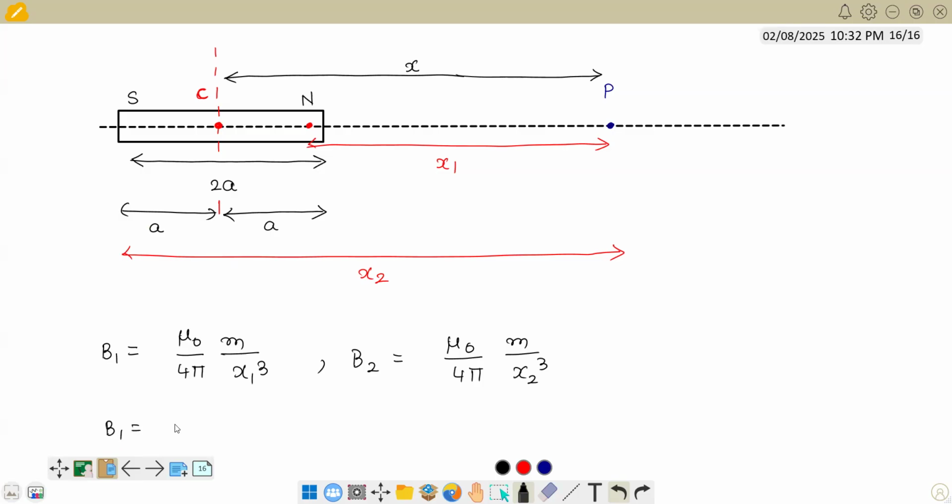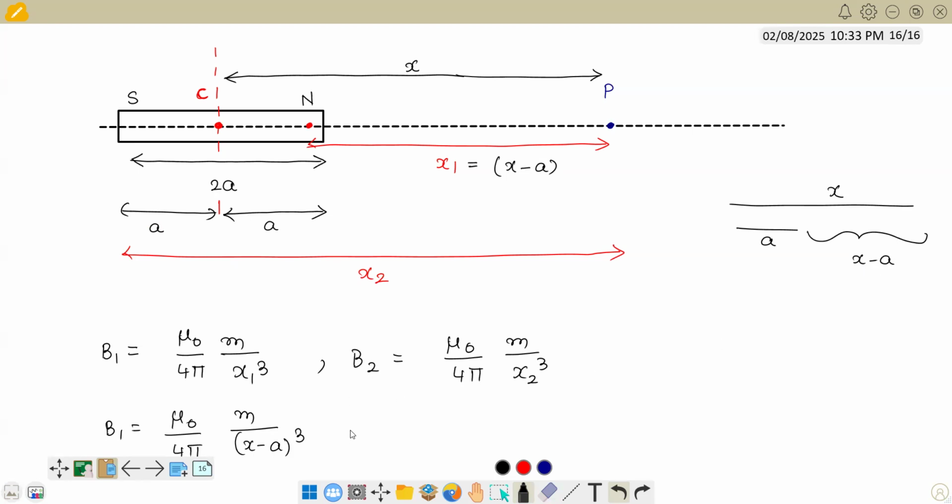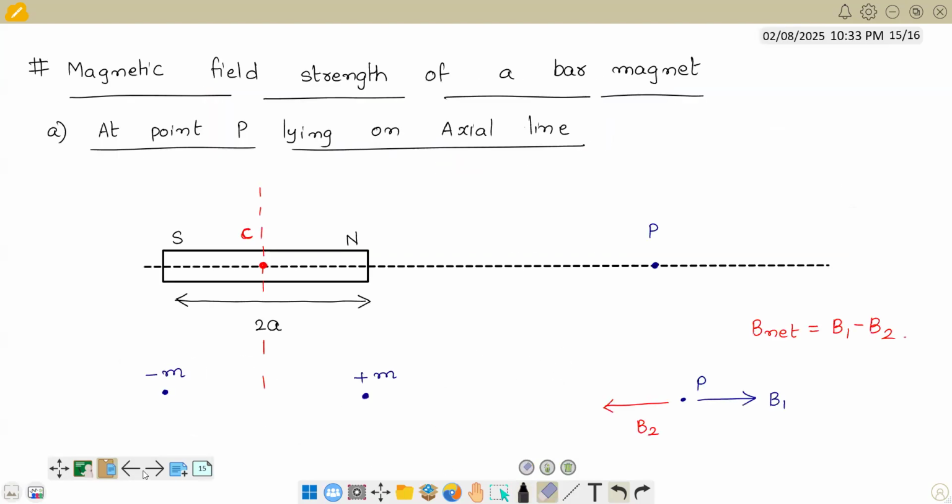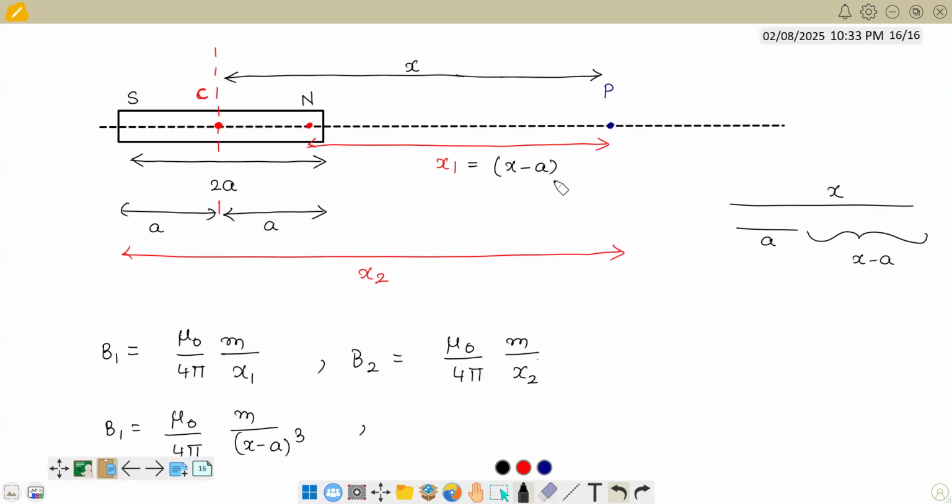Once we get this, B1 equals mu naught by 4 pi m by, from here to here it is x, from here to here it is a. If this is x and this is a, what would be x1 equal to? We can say it is nothing but x minus a. Total is x, this part is a, then the remaining part would become x minus a. So we will get this as x minus a whole cube. Not whole cube, I made a mistake, it should be square, here also it would be square.